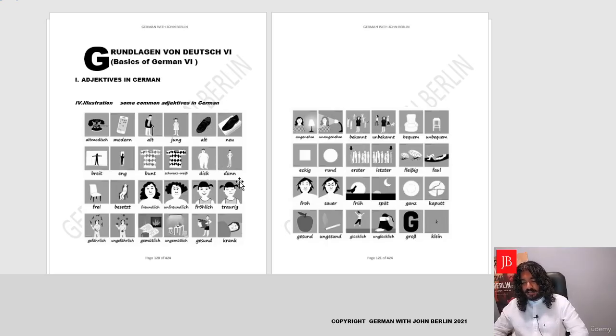Dünn is like thin. Ist ein dünner Mann. He's a thin man. Perfect. Coming here, we have eckig. It's like square. Yes. Rund, it's like a circle. So we could say Computer, das ist ein eckiger Computer, that's a square computer. That's a round pizza, das ist eine runde Pizza.